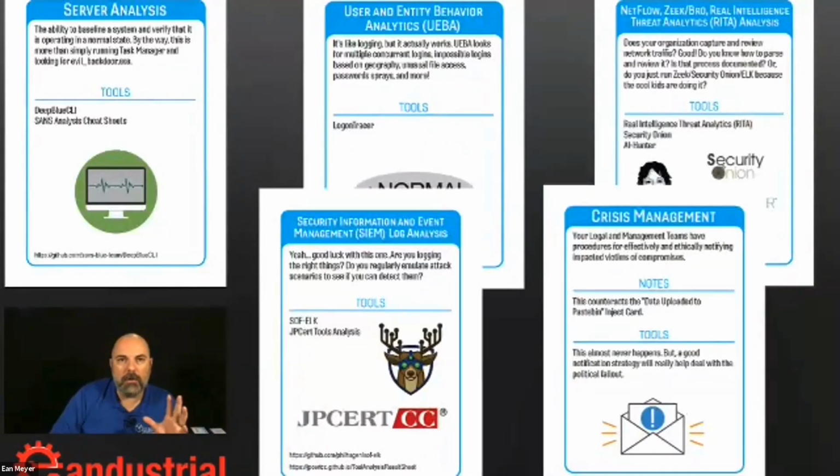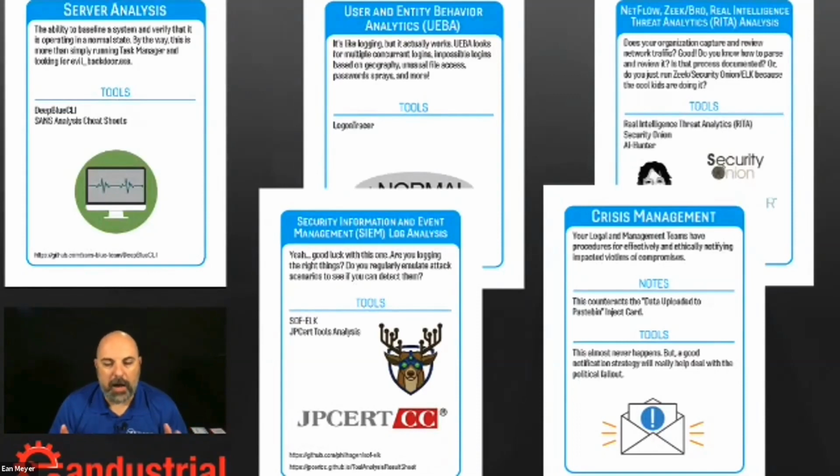Let's actually talk about your procedures. Here are the procedures that you have available to play with. The 4 that you get that +3 bonus on are User and Entity Behavior Analytics, UEBA, NetFlow, Zeek/Bro, Real-Time Intelligence Threat Analytics, RITA, and that's a Black Hills tool. That's a proprietary tool that they release as open source, but some of the other tools that go into that are Security Onion and some that folks might be more familiar with.